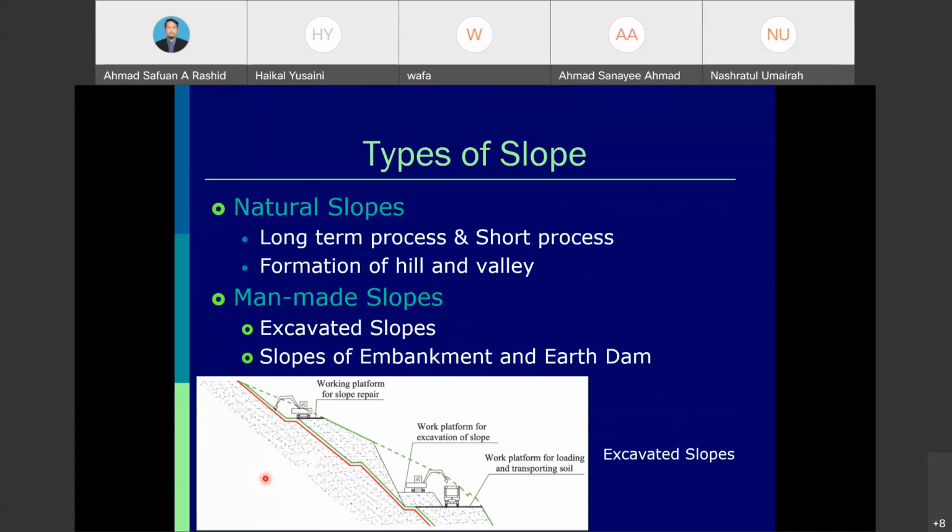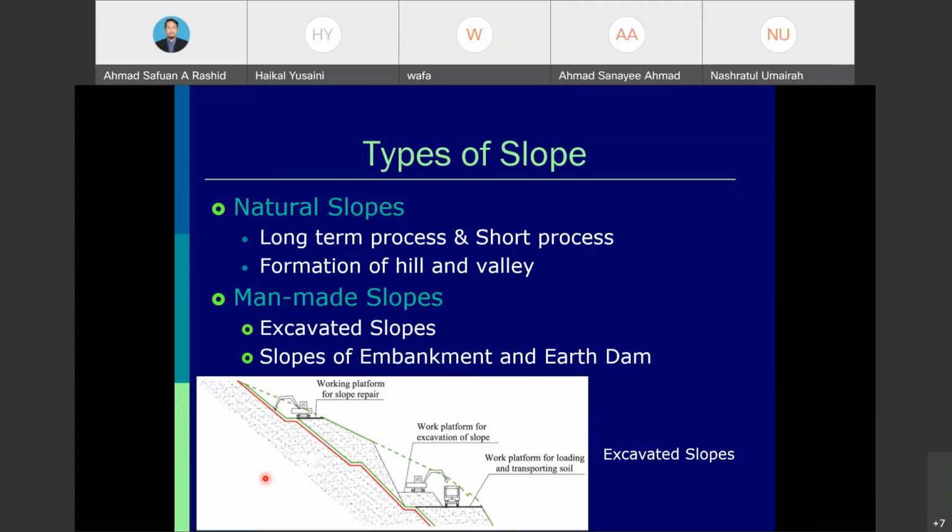So, types of slopes: natural slopes and man-made slopes. As we know, natural slopes are a formation of hills and valleys. So it is a long-term process, and a short process. However, the short process is, I guess, more than 100 or 1,000 years or a million years.